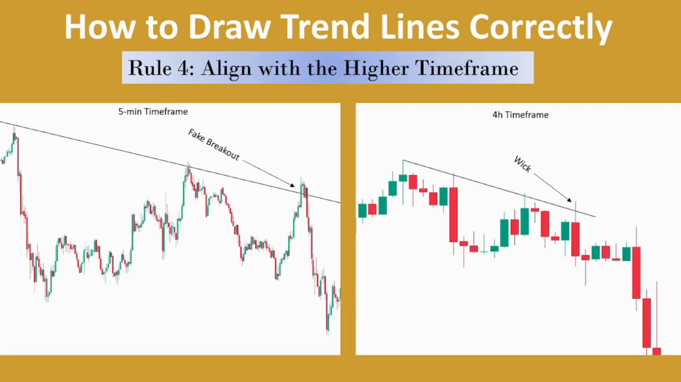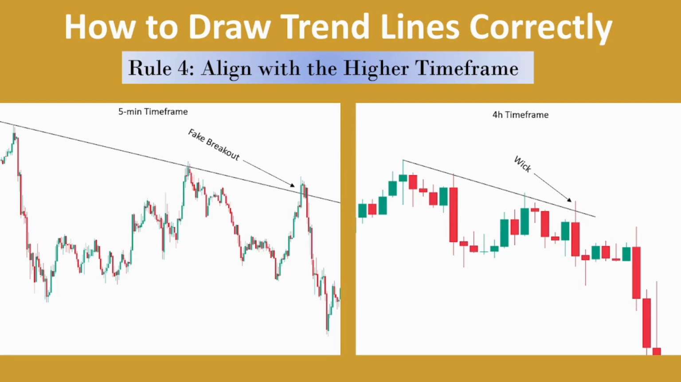Rule 4. Align with the higher time frame. Always draw your trend lines on higher time frames like the 4-hour or 1-hour chart. What looks like a breakout or breakdown on a lower time frame is often just a wick when viewed from the higher time frame. Lower time frames are filled with noise and false signals.